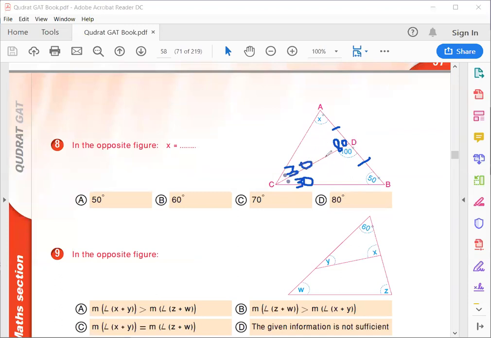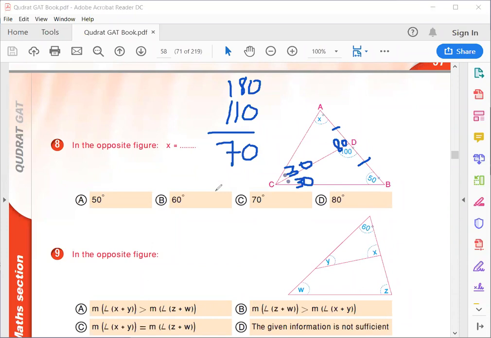Then you add 80 plus 30 equals 110. Then you subtract from 180, what is the answer now of x? It is 70. Be careful, Siba.